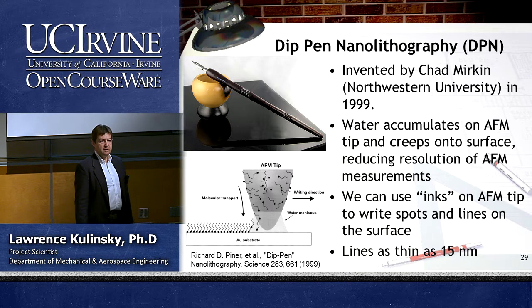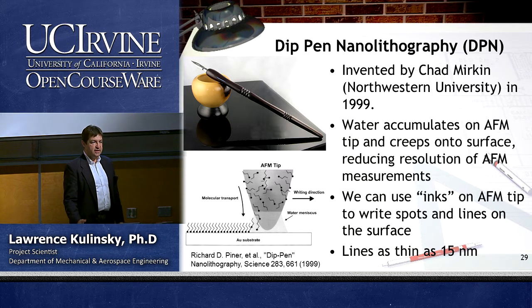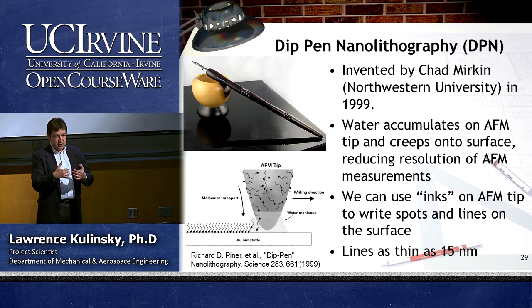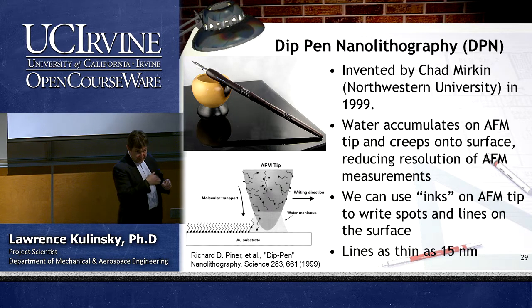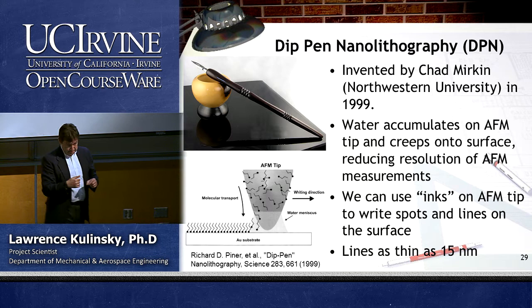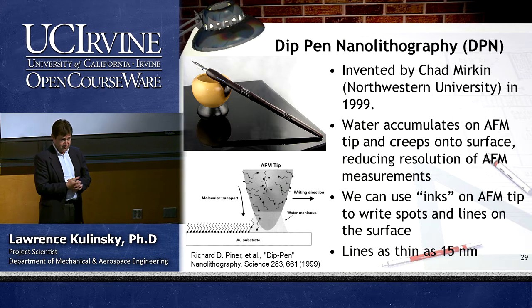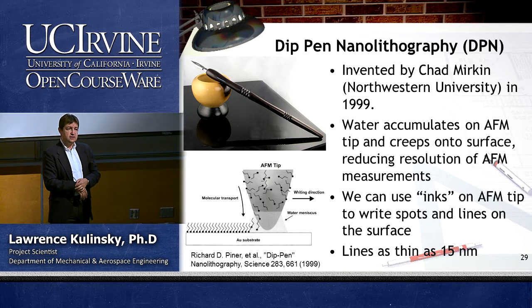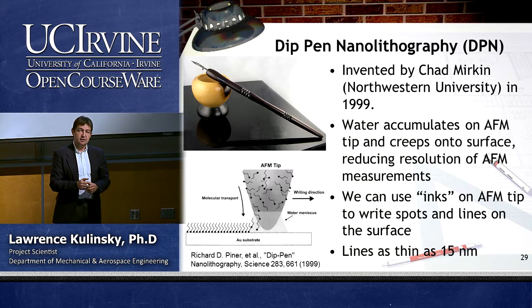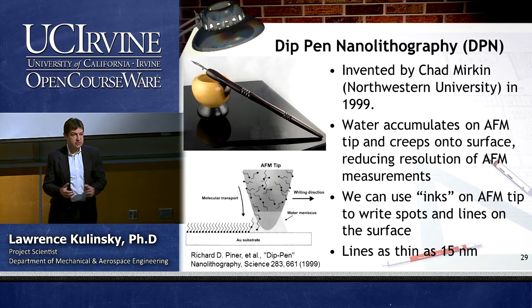So people who were doing AFM have been forever irritated that fluid would collect on the AFM tip and go down to the surface, right? It wet the surface. So that fluid that goes back and forth between the AFM tip and the surface is actually a nuisance to them. And then researcher Chad Mirkin, who was doing this research at Northwestern, said, interesting, maybe we can use it, okay?